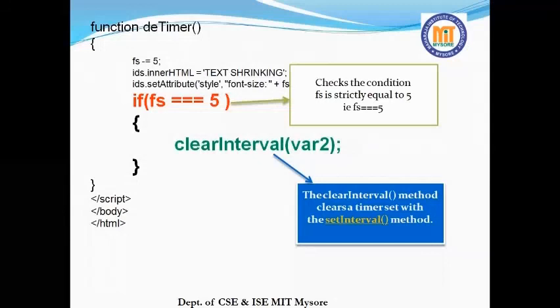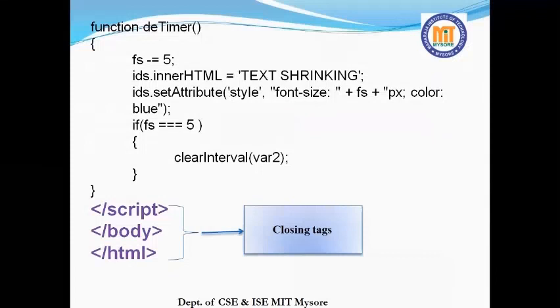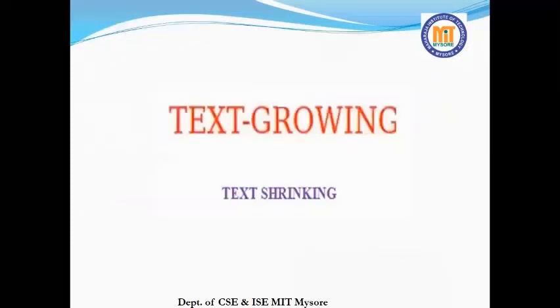This method clears whatever timer we set by using the setInterval method. After that, we close all the tags, that is script, body as well as HTML. Once we execute this program, we are going to get the output like this: the text growing is in red color as well as the text shrinking is in blue color.